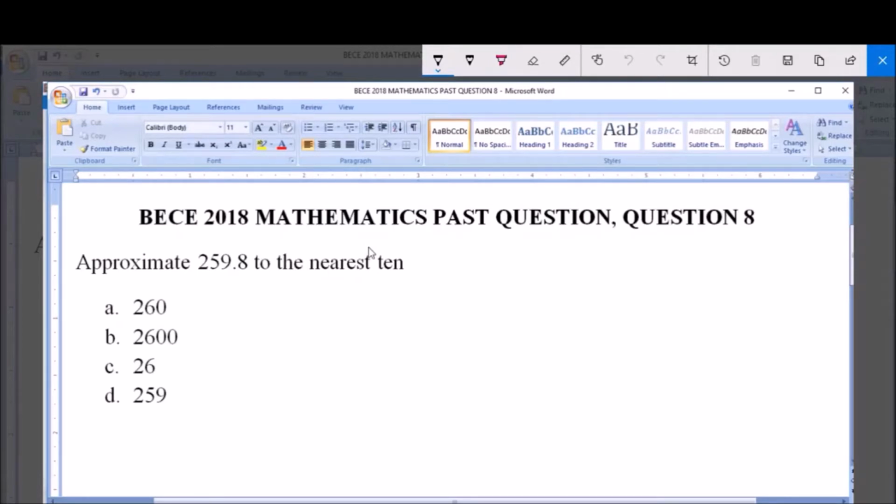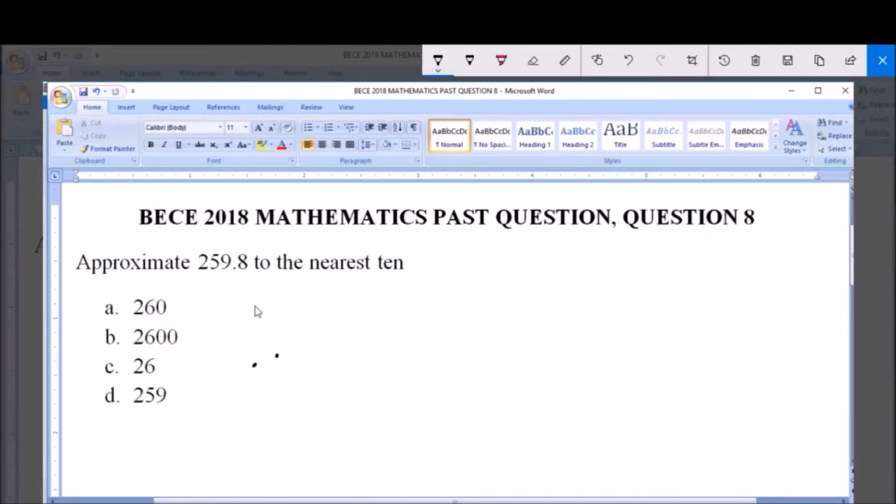Today we're going to be dealing with BECE 2018 Mathematics Past Question, question 8. Approximate 259.8 to the nearest 10. A, we have 260, B, 2600, C, 26, and D, 259.